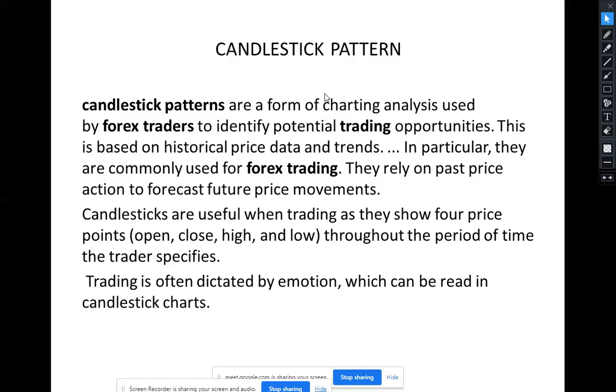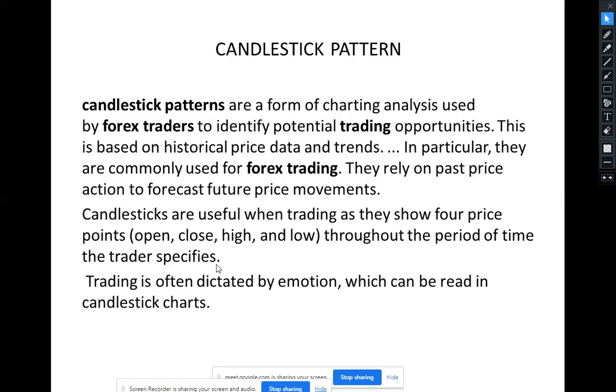They rely on past price action to forecast future price movements. Candlesticks are useful when trading as they show four price points: the open, the close, high, and low throughout the period of time the trader specifies. Trading is often dictated by emotion, which can be read in candlestick charts.